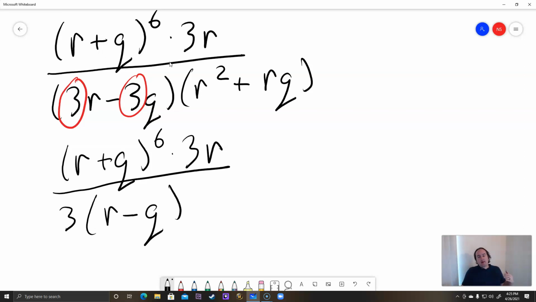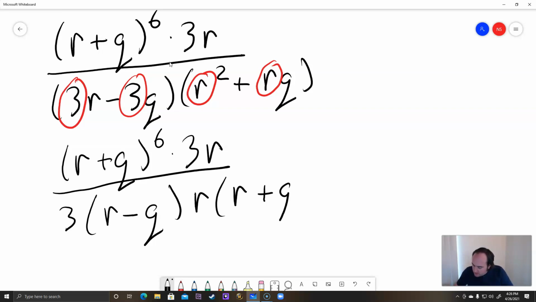Okay, and then on the bottom right, we can also factor out the GCF there. So we see that we have an r in common. If we factor out an r on the bottom right, that's going to give us r times the quantity r plus q. So all I'm doing there is factoring everything, and on the bottom left and on the bottom right, I'm factoring out the GCF. Okay, now's the fun part.